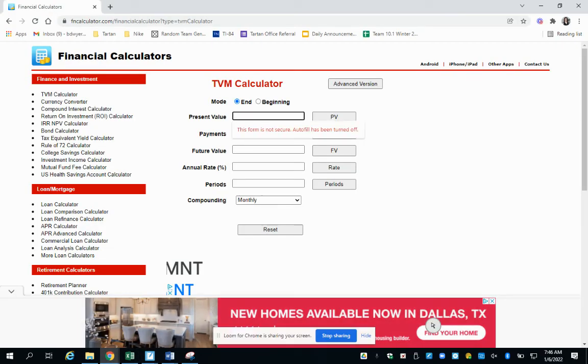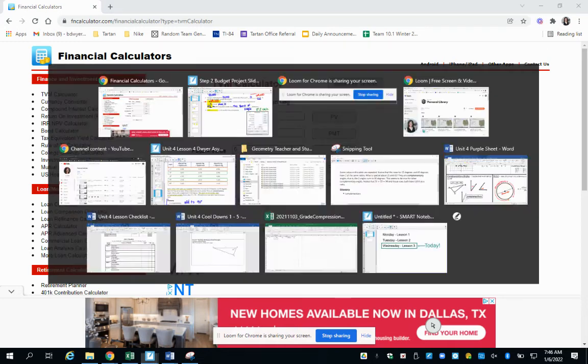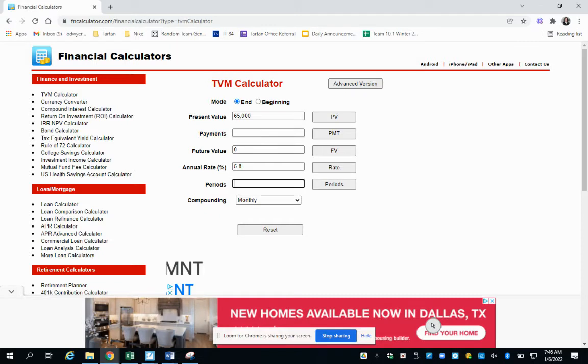Okay, so you would type in the present value of your loan. So in my case, it's the $65,000. I don't know the payment. That's what I'm calculating. I'd like to pay off my loan. So I want the future value to be 0 and whatever interest rate you had. And the number of periods is going to be for how long you're taking this loan. So I said I'm going to do my loan for 7 years.